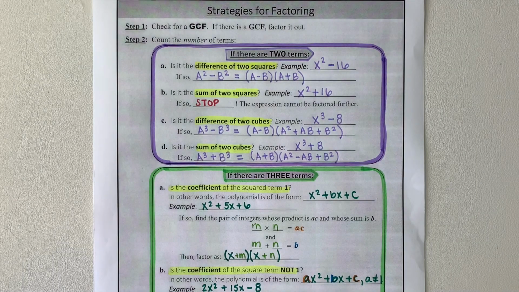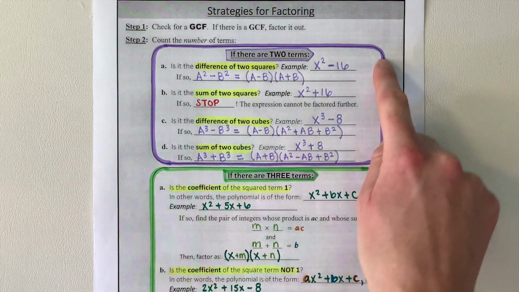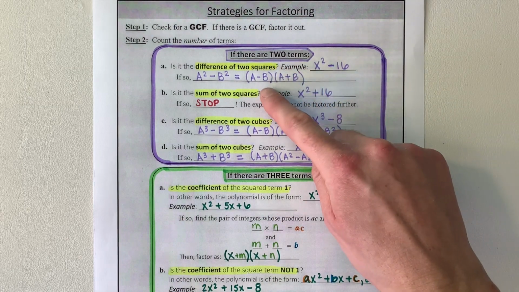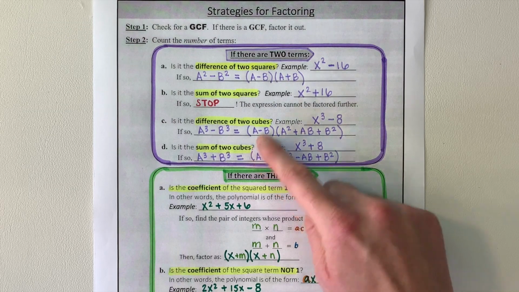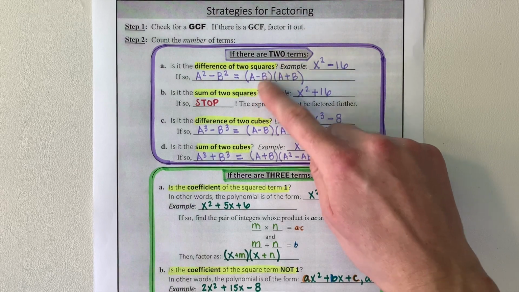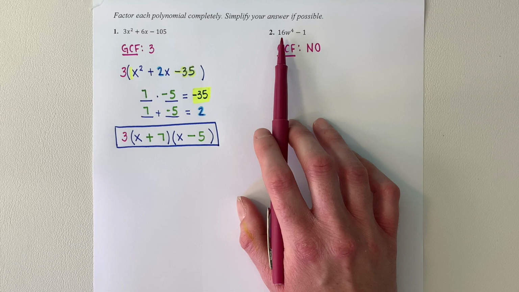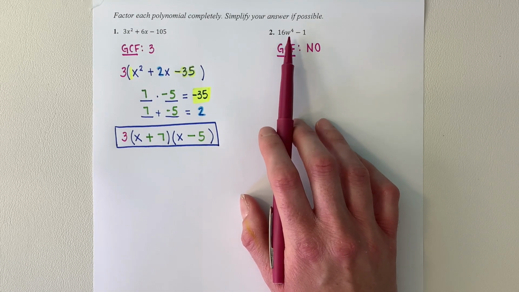For problems involving 2 terms, we're going to refer to this purple box right here. Now notice, for problems involving 2 terms, there are 4 different formulas, and you will need to decide which formula to use. To help you decide, let's first decide, are we dealing with perfect squares or are we dealing with perfect cubes? 16 is a perfect square. It's not a perfect cube. And w to the 4th is also a perfect square. It's not a perfect cube.